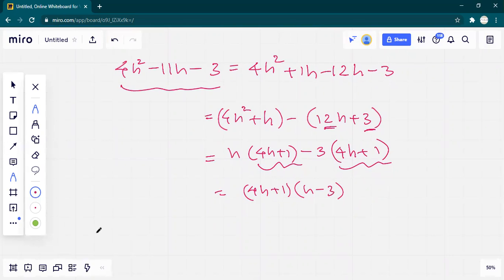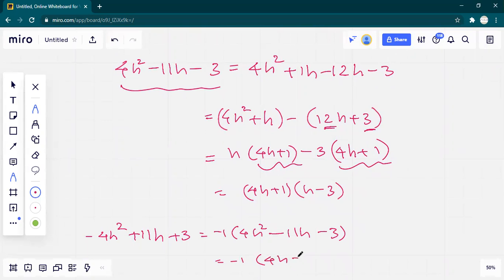We need the factorization of negative 4h squared plus 11h plus 3. That's equal to negative 1 times 4h squared minus 11h minus 3. That's equal to negative 1 times 4h plus 1 times h minus 3. Okay, we are done.